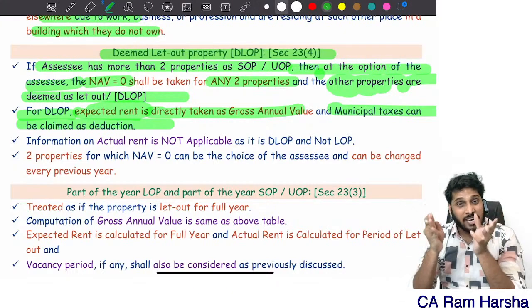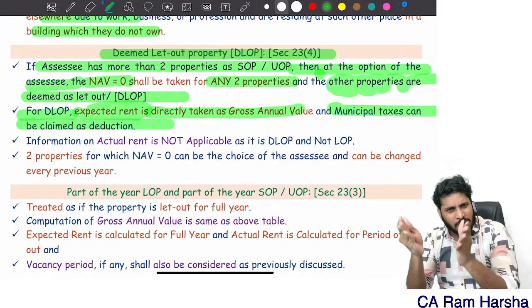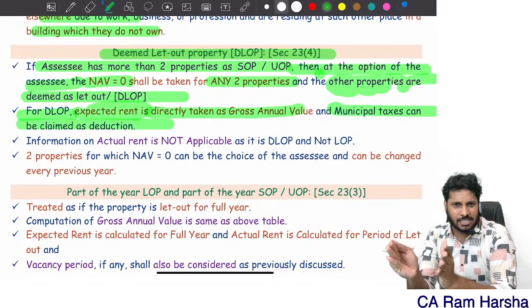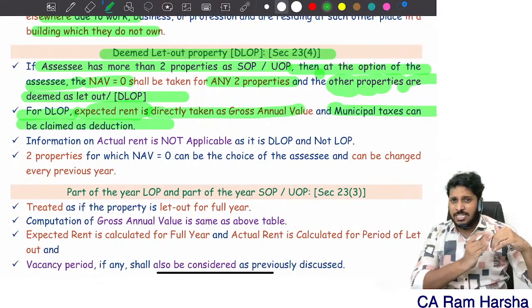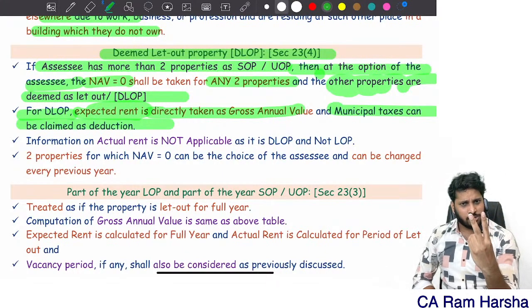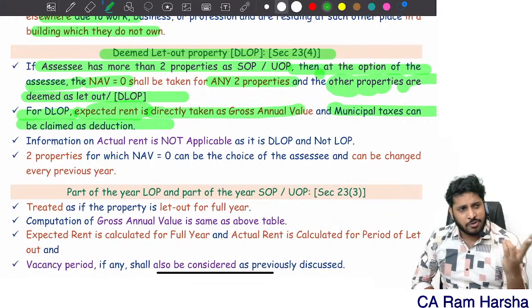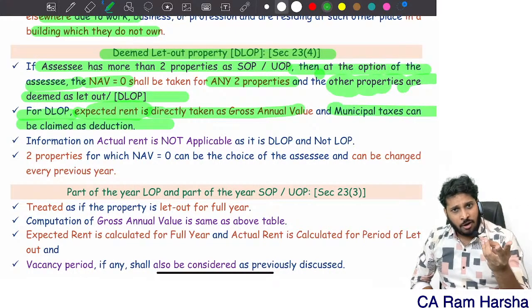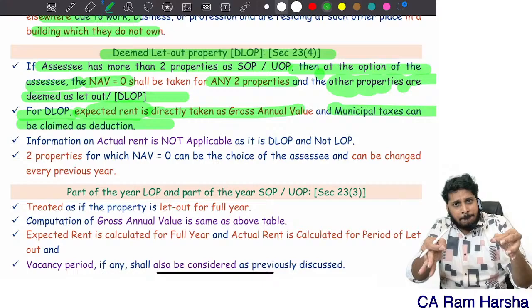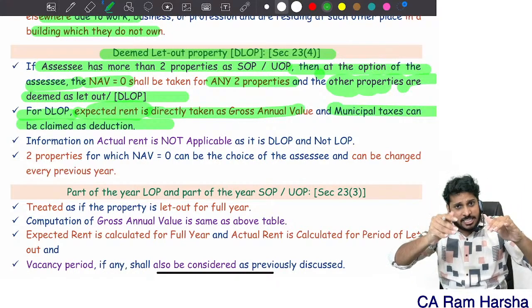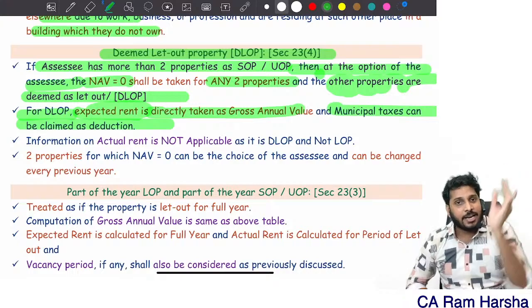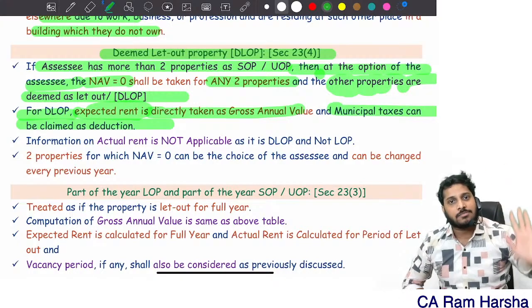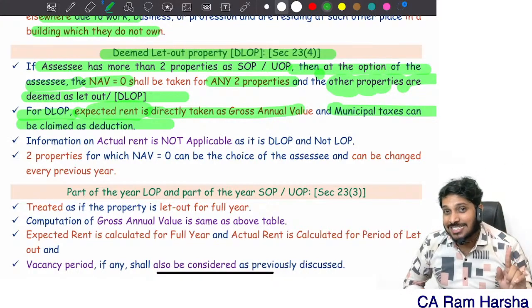Okay, so under optional tax regime, whatever interest expenditure is there, you can claim as it is deduction. Whatever interest is there, for let out and deemed let out. What about SOP, UOP? For any two houses, up to two houses, if you claim NAV is equal to 0, for each of them, interest deduction cannot exceed 2 lakhs or 30,000 as the case may be. Maybe for both put together also, it cannot exceed 2 lakhs or 30,000. That's it.